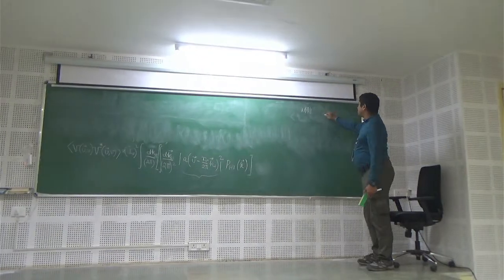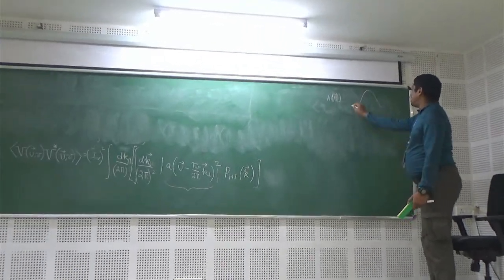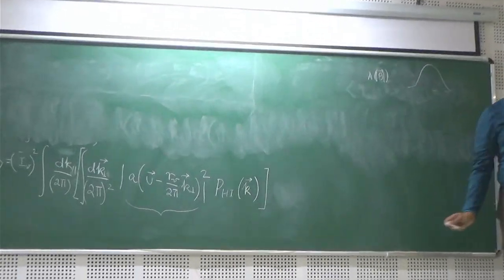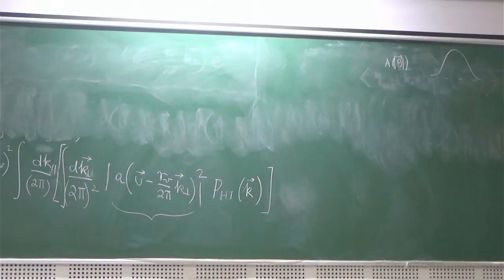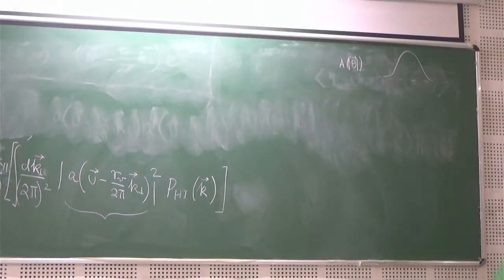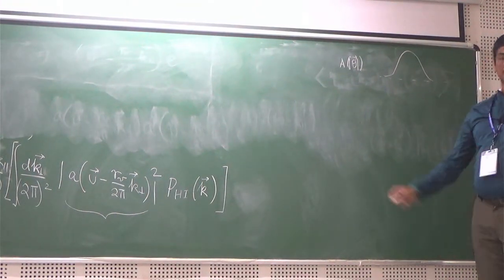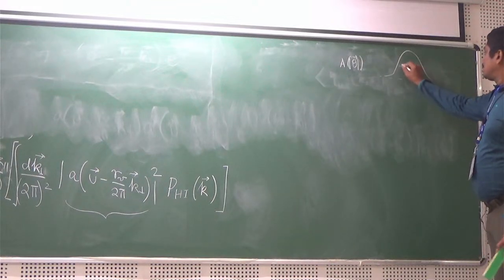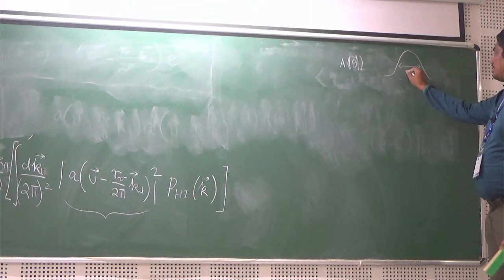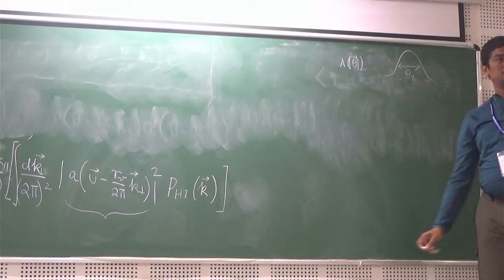So this is a function which looks something like that. In your assignment, there are two functions which are given. One is a Gaussian, and the other is something else. It will have a finite width, that's all the width theta naught.